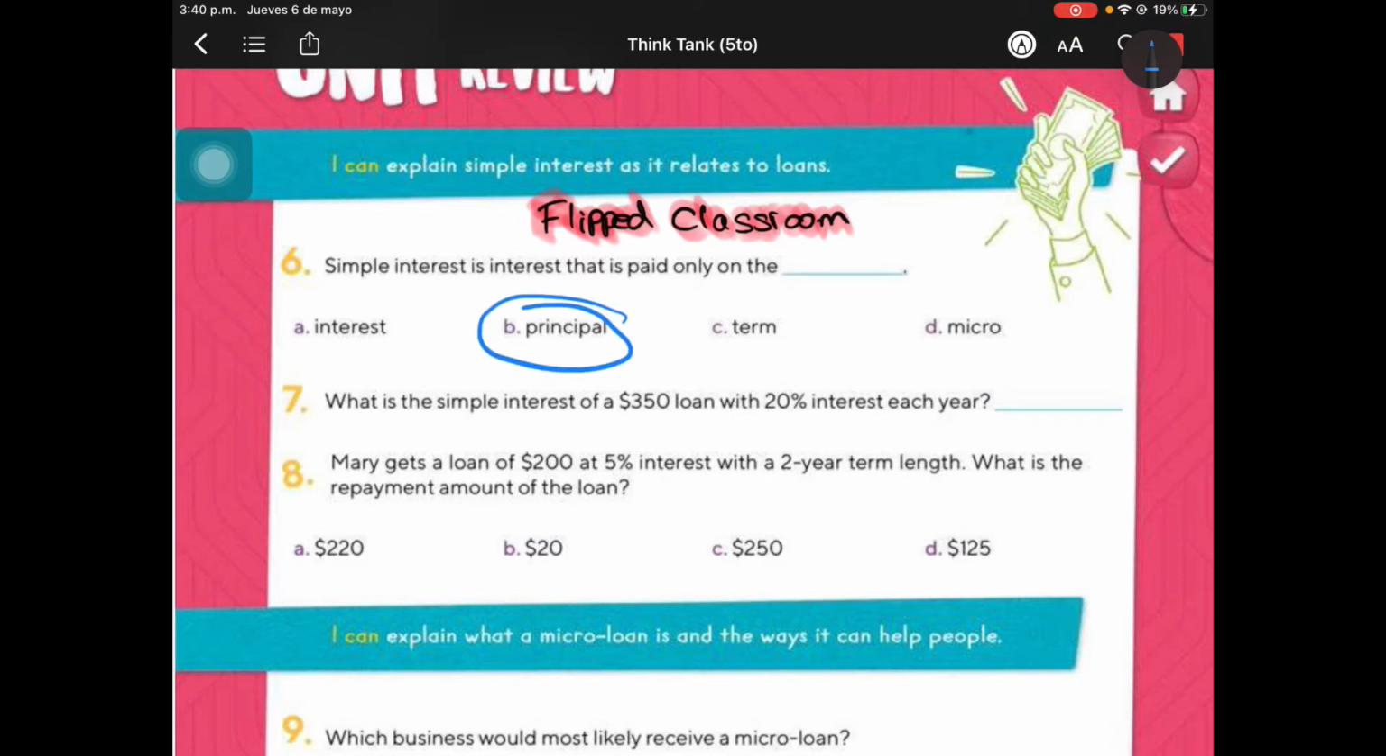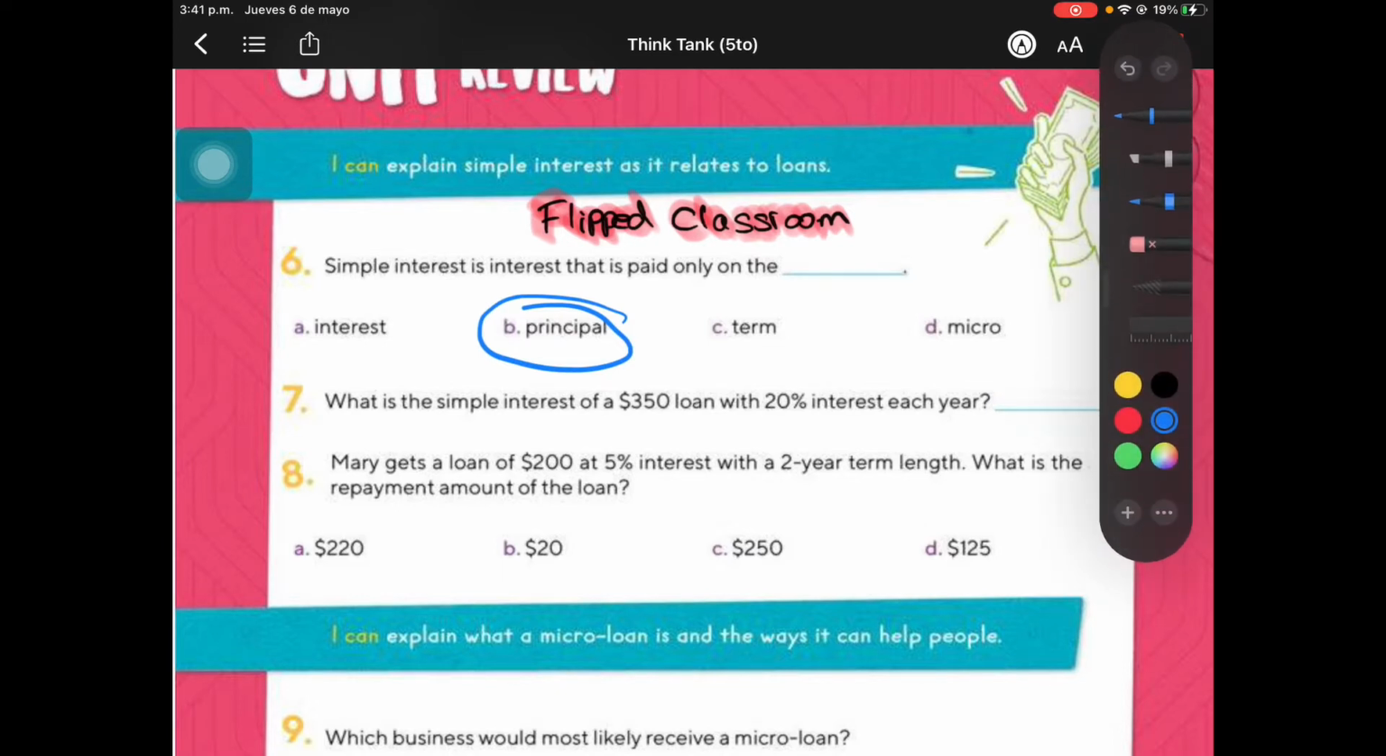Remember that there are different parts to borrowing money. The first one is the principal, that is the amount of money that you actually borrowed. The interest is the amount of money that is charged to you for borrowing that money. And the term is the time that you have to pay back the money. So in this case, the simple interest is charged over the principal.